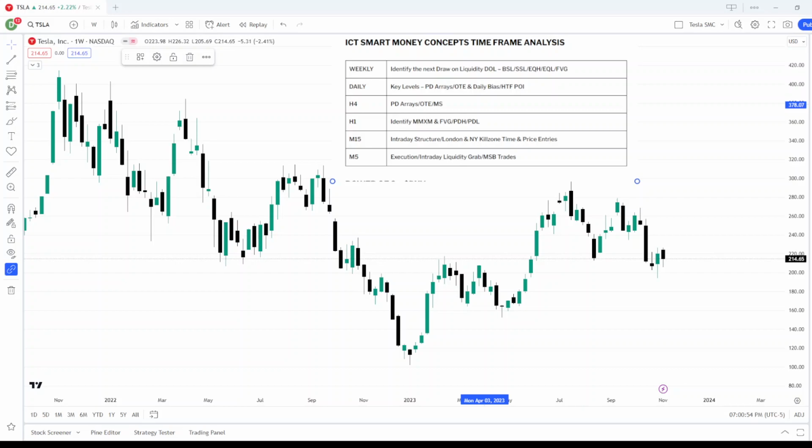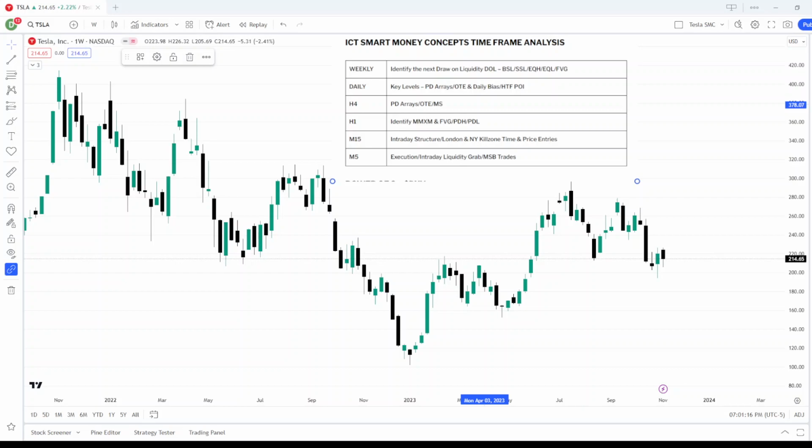Most of you also know that SPY, QQQ, Tesla to some extent, and some of the high volume, heavily traded stocks, they respect the smart money concepts much better than low volume, low traded stocks. And so that's why I like to do these charts specifically with these high volume stocks.